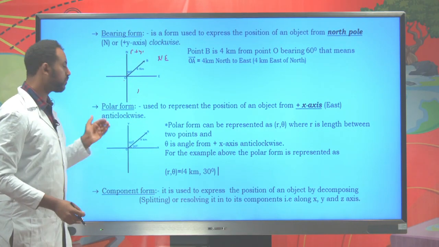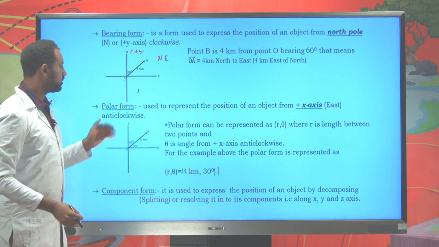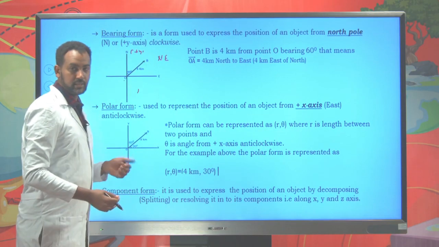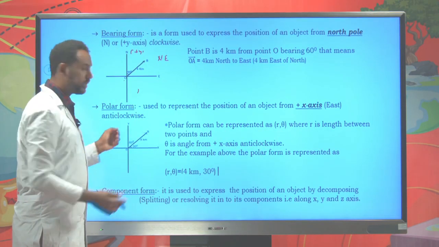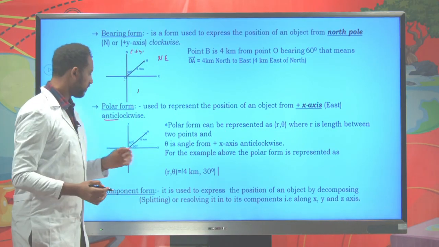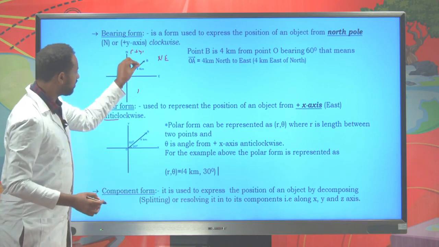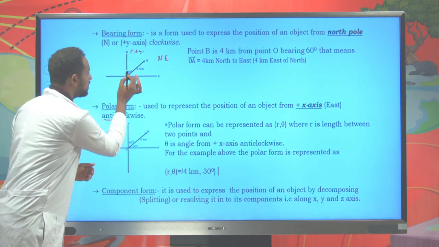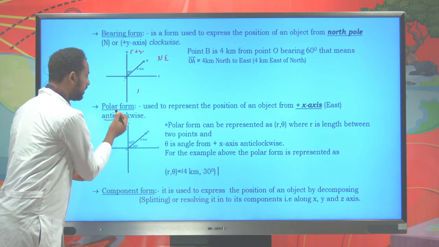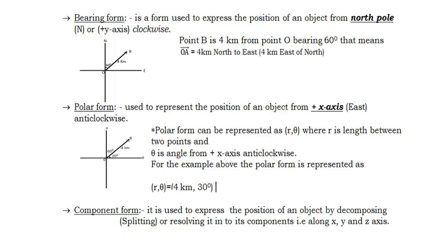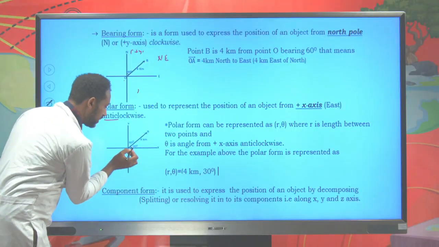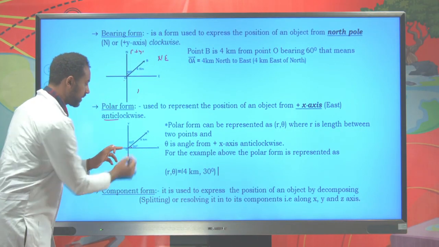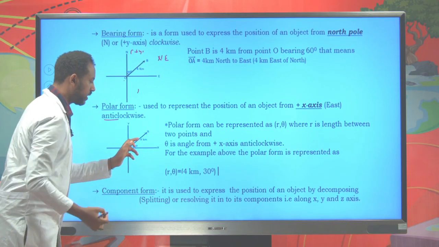The other technique is polar form. Polar form is used to represent the position of an object from the positive x-axis, or we call it east, and it should be anti-clockwise. Therefore, the same point B can be represented using polar form. It is 60 degrees from north, but in polar form we count from the east direction, the positive x-axis. Therefore, this should be the complementary angle, which is 30 degrees. The same distance, 4 kilometers.